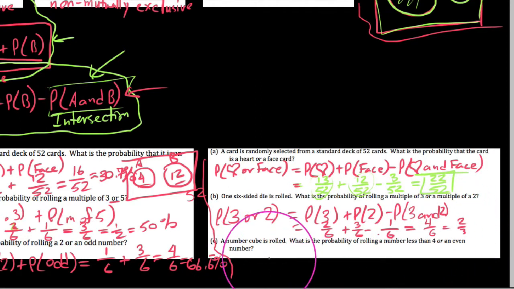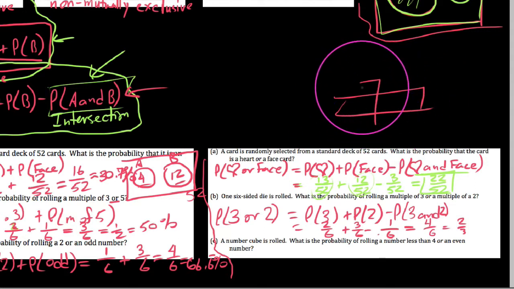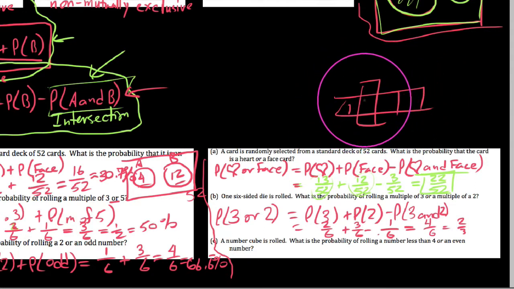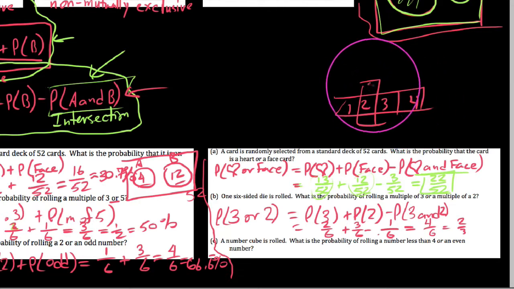Okay? And the last one here, it says a number cube is rolled. What's the probability of rolling a number less than 4 or an even number? Okay, so remember a die looks like this. Suppose I could draw the picture 1, 2, 3, 4, 5, and 6. We say the probability of this, a number that's less than 4, or an even.